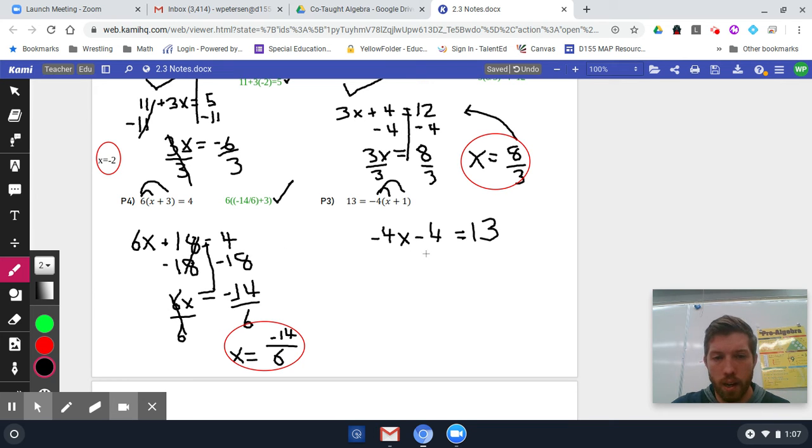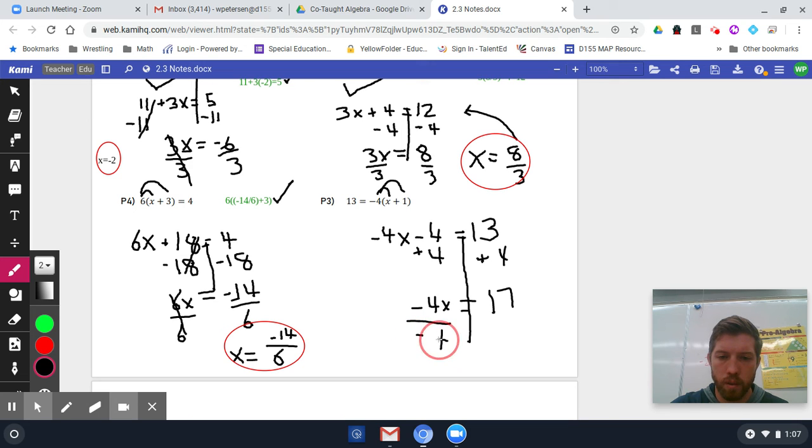All right. At this point, I have nothing to combine, no like terms. So I'm going to go ahead and add 4 to the other side. We get 17. Again, oh no, 17 equals negative 4x. I know 4 doesn't go into 17. That's why I said, oh no, we have a fraction again. Divide both sides by negative 4 because this is multiplication right here. So I have to do the opposite, which is division. So I divide both sides by that negative 4. And I'm left with 17 over 4.